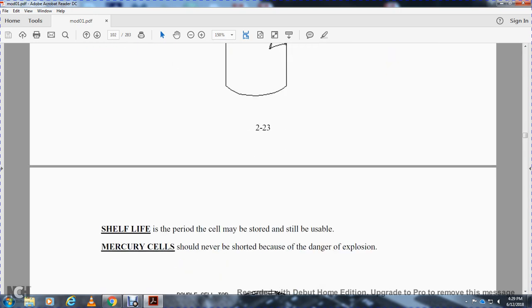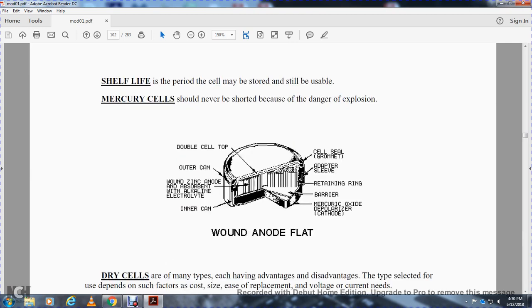Shelf life is the period that cells may be stored and still be usable. Mercury cells should never be stored because of the danger of explosion.